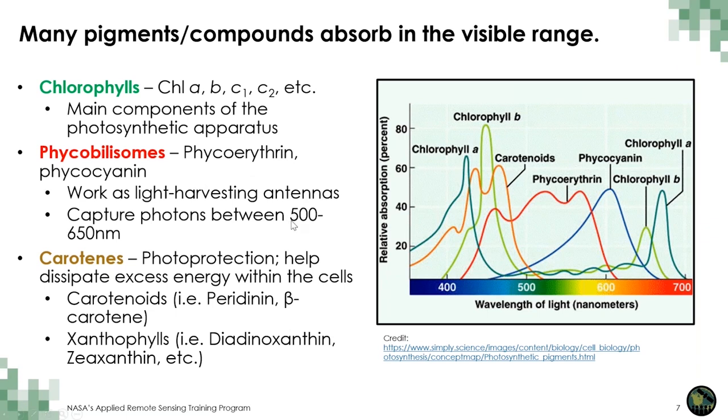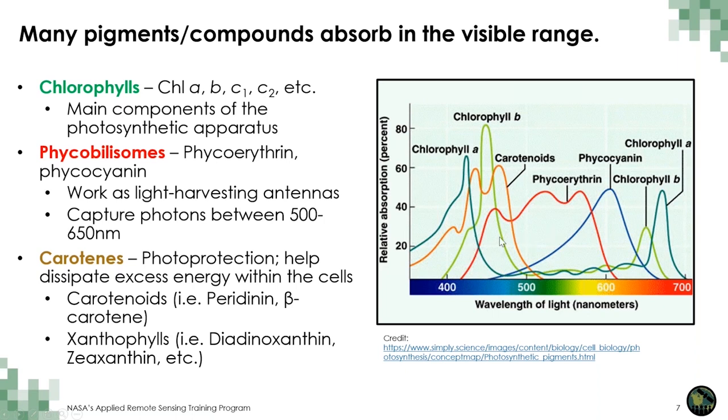And as I said, they capture photons between the green and the red part of the spectrum, some of them. Then there are other pigments associated with photosynthetic organisms, the carotenes, which are mostly for photoprotection. And some of them are the carotenoids like peridinin, which is characteristic of corals, of the xanthellae inside the corals, beta carotene and others. And there are xanthophylls like diadinoxanthin and zeaxanthin, which also help in photoprotection as well.